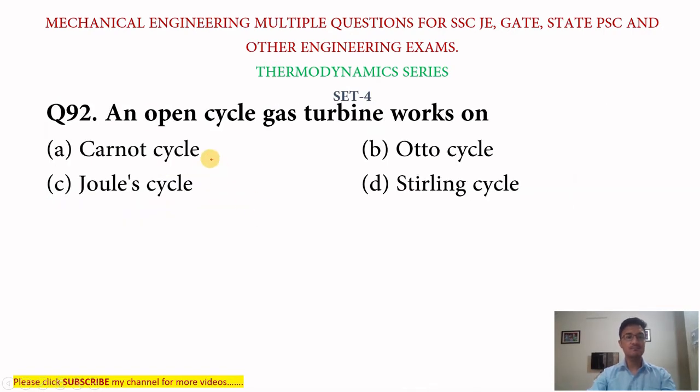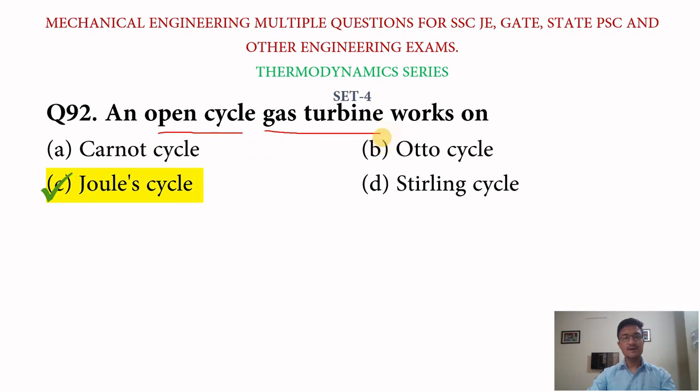Next question is, an open cycle gas turbine works on option A Carnot cycle, option B Otto cycle, option C Joule cycle, and option D we have Stirling cycle. So its answer is Joule cycle. An open cycle gas turbine works on Joule cycle. So answer is C, Joule cycle.